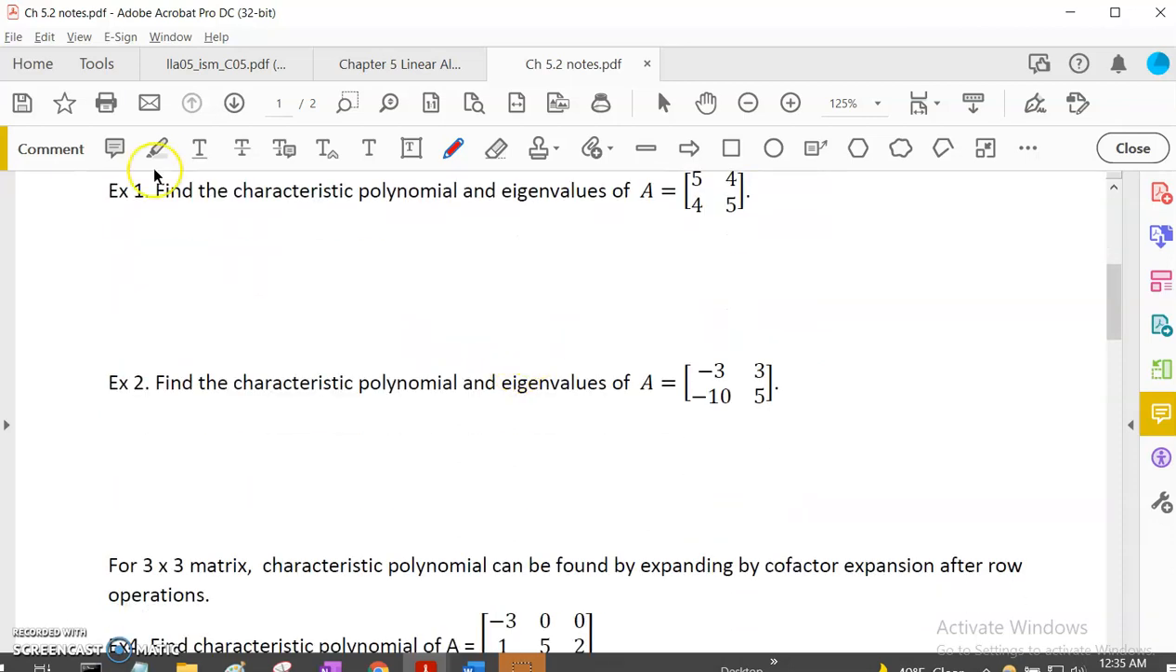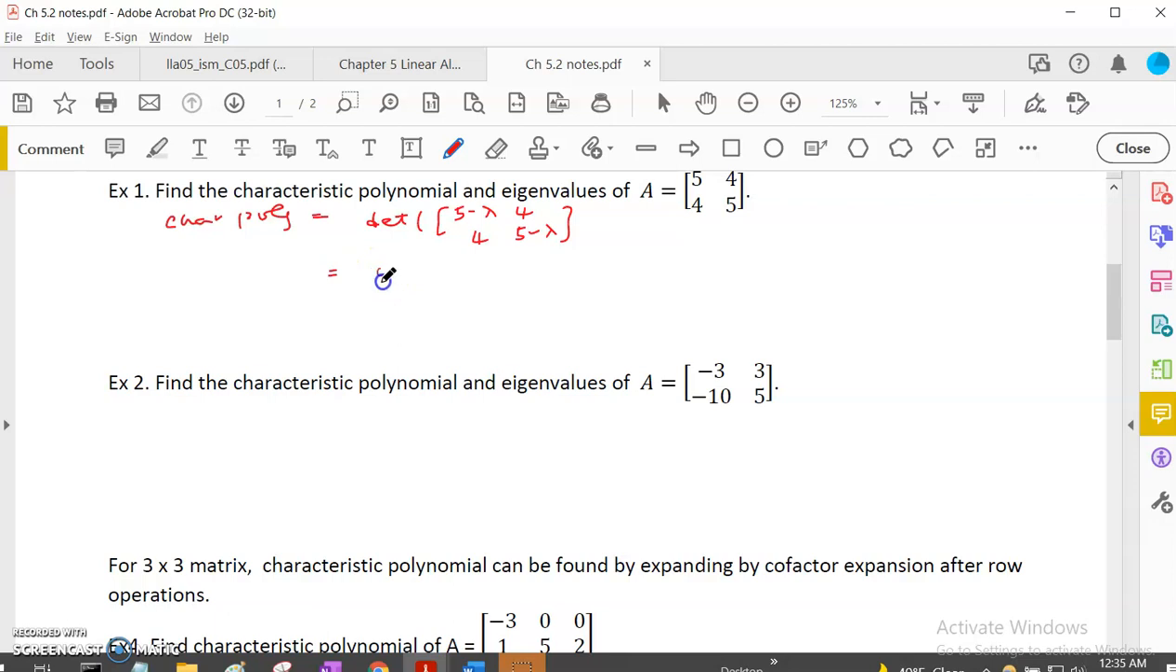For example, I have the matrix 5, 4, 4, 5. Find the characteristic polynomial and then find the eigenvalues. The characteristic polynomial is equal to the determinant of 5 minus lambda, 4, 4, 5 minus lambda. A minus lambda I becomes 5 minus lambda and 5 minus lambda on the diagonal.